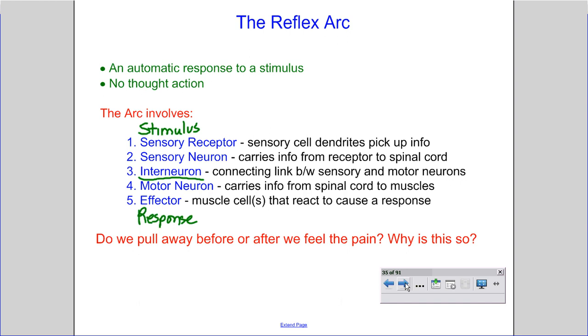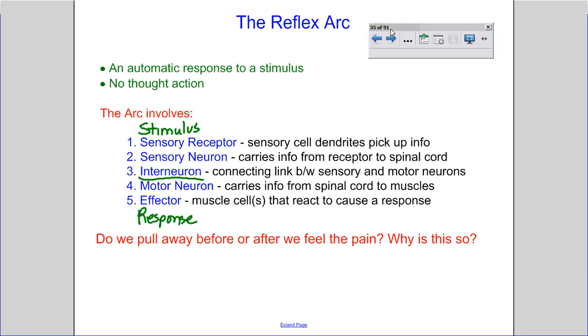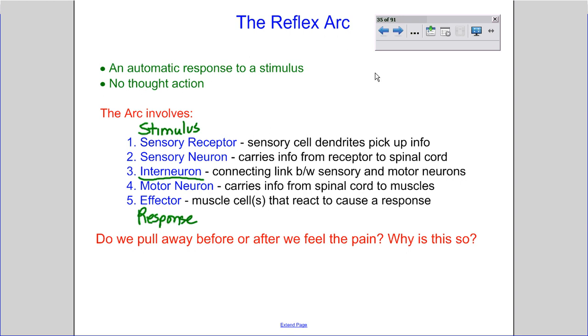All right, so the reflex arc. What is a reflex? A reflex is an automatic response to a stimulus. It's a no thought action, something that's going to happen without us having to think about it, because we don't want to take the time to get the message to our brain and back again. We need to respond before there's harm done to us.